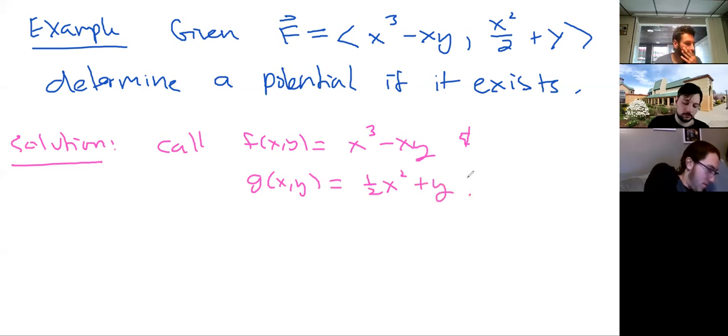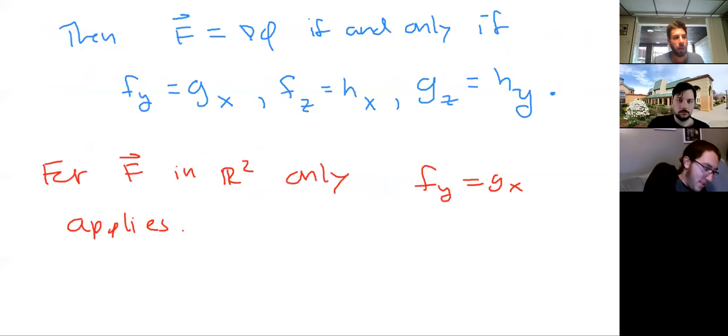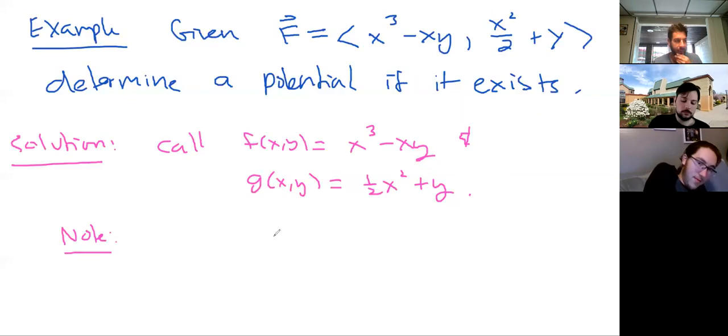F is the first component, g is the second component. And then what I'm going to do is appeal to that previous theorem. What did the previous theorem say? If you go back, it says that you need to study the partial of f with respect to y and the partial of g with respect to x. And so the partial of f with respect to y is negative x, and the partial of g with respect to x is x.